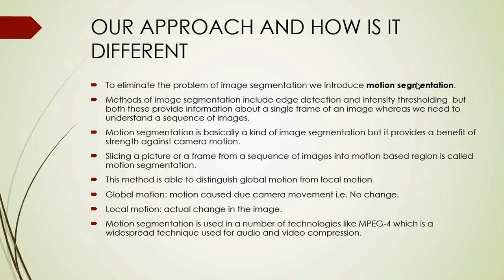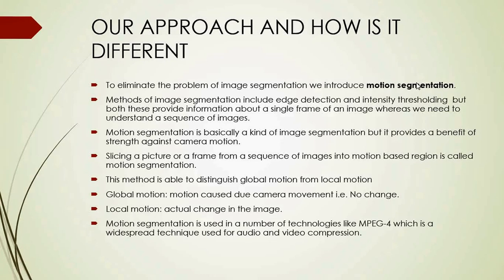Methods of image segmentation include edge detection and intensity thresholding, but both of these provide information about only a single frame of image, whereas we need to understand a sequence of images. Motion segmentation is basically a kind of image segmentation, but it provides the benefit of robustness against camera motion. It involves slicing a frame from a sequence of images into motion-based regions and getting to know what really changed. This method is able to distinguish the global motion from the local motion.